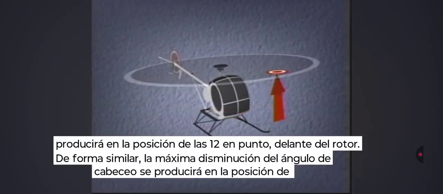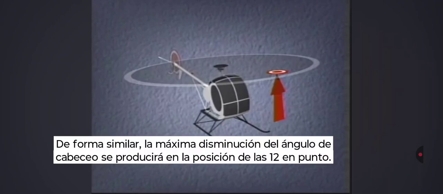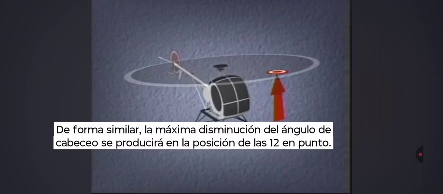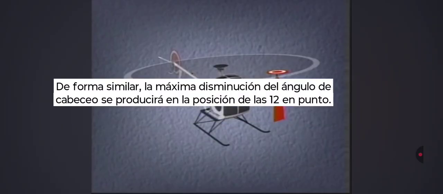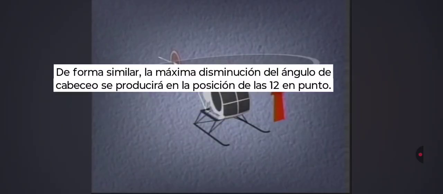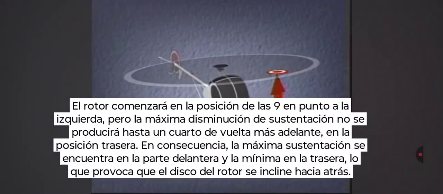Similarly, the maximum decrease in pitch angle will start at the 9 o'clock position, on the left side, but the maximum decrease in lift won't happen until when? A quarter turn later, at the aft position. Consequently, the maximum lift is in front and the minimum lift is at the rear. This makes the rotor disc tilt aft.